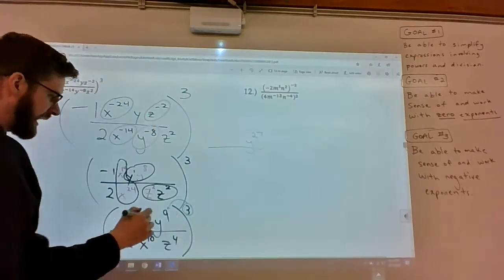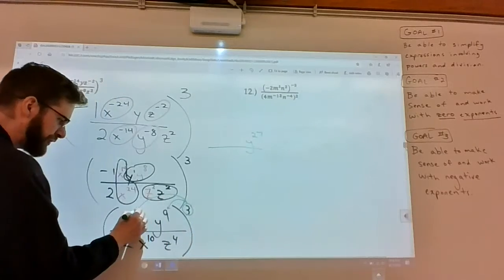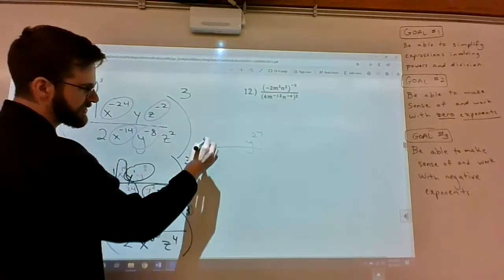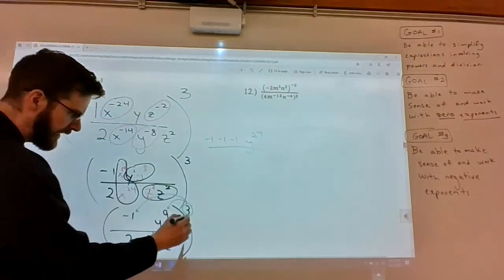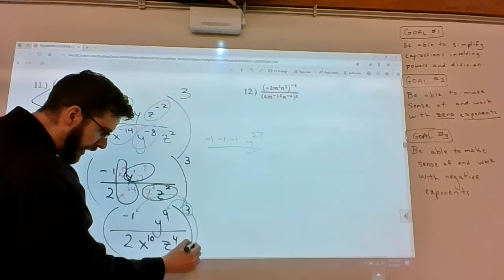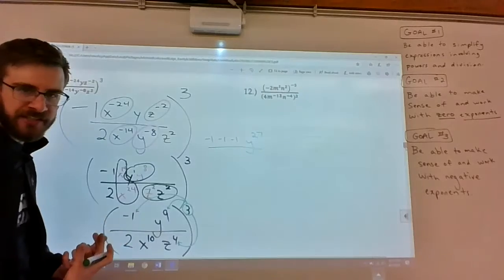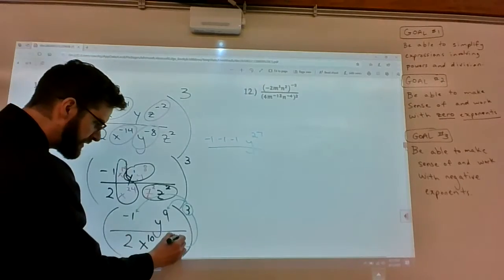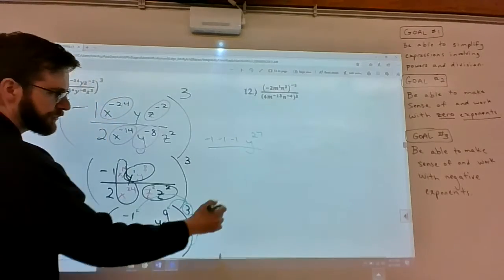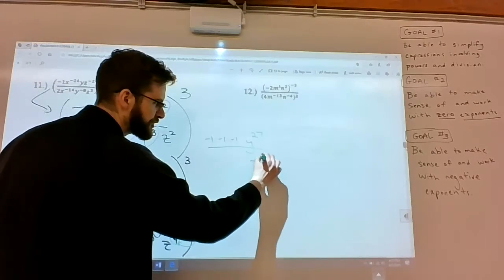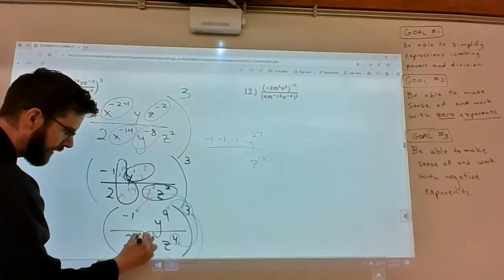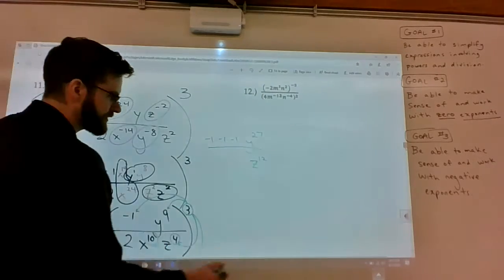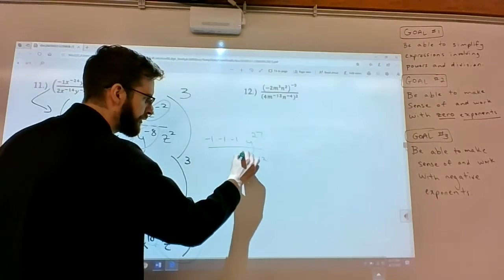And then you've got negative 1 to the third power, which just means it's negative 1 times negative 1 times negative 1. And then that 3 goes to the bottom as well, because the entire fraction is taken to the third power. So it's z to the 4 times 3. 4 times 3 is 12. X to the 10 times 3, which is x to the 30.